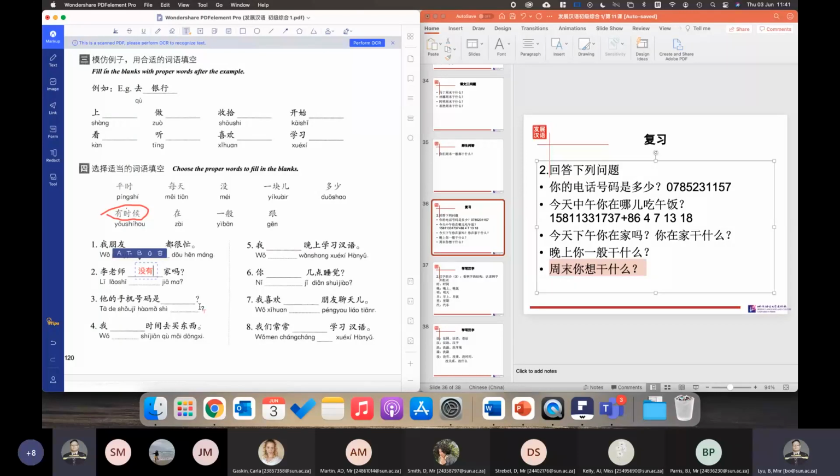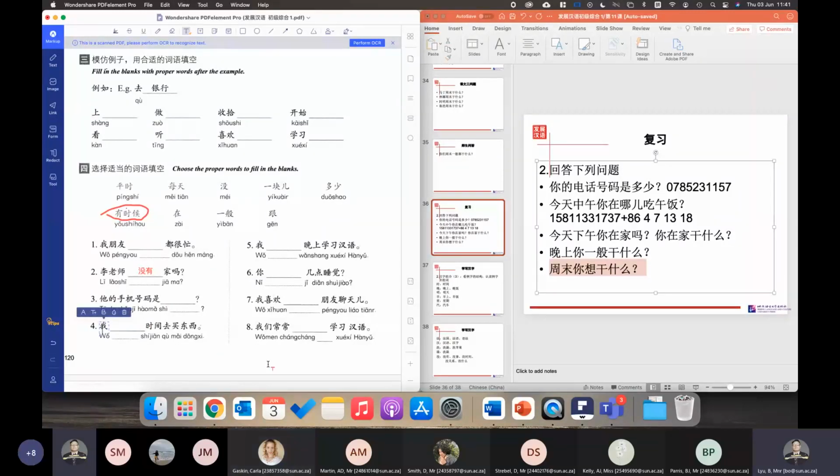The question, there's only one question pronoun here, and this is the only question. Oh, sorry, I'm lying. There's another question. But we learned this. 你的号码是多少？ 多少, right?